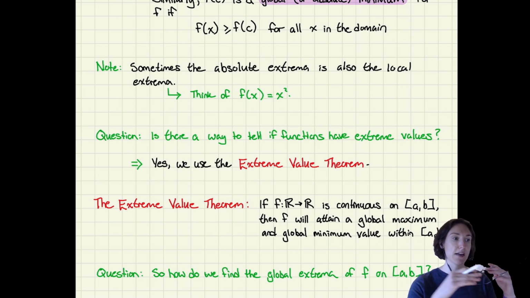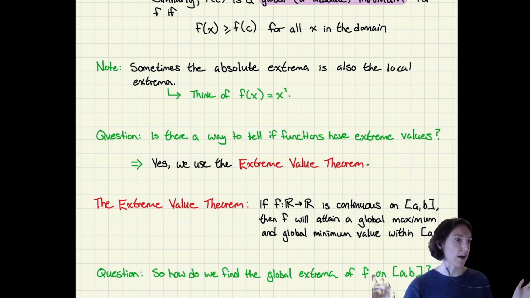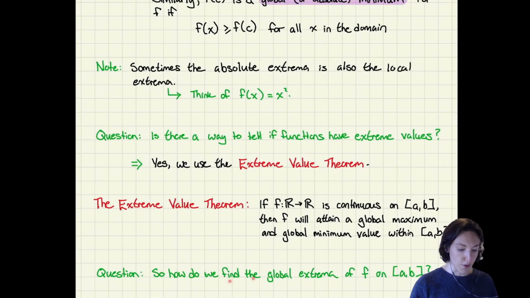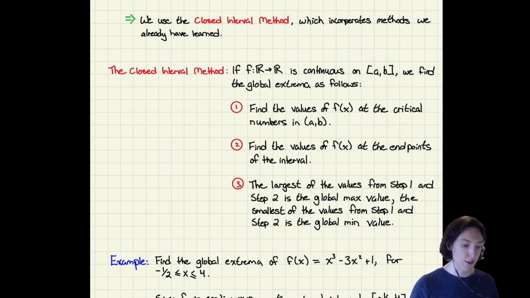So basically, if you take a function and you restrict its domain, making sure it's continuous everywhere, there will be an extreme value basically at the top and the bottom. And now how do you find these extreme values on this interval for a function? There's this method called the closed interval method, and it's very similar to what we've already done.